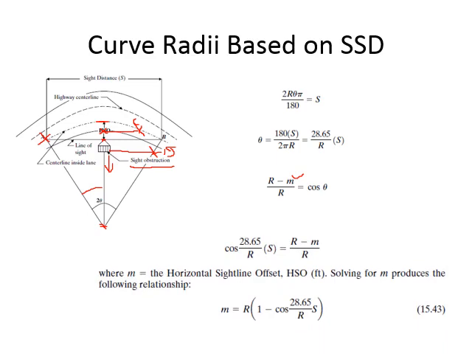And we already have the value of theta from here. So if you put the value of theta into this equation, then from this equation you can find out the value of m. The value for m, which they call the horizontal sight line offset, the distance between the road and the side obstruction, is equal to this. So if you want to maintain a safe side distance equal to s, then m should come out from this equation.